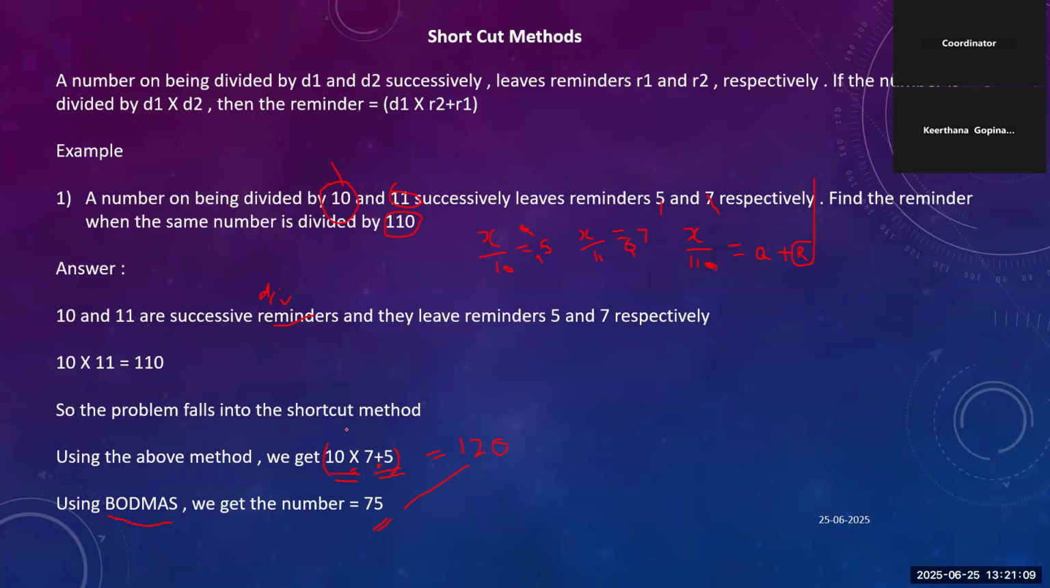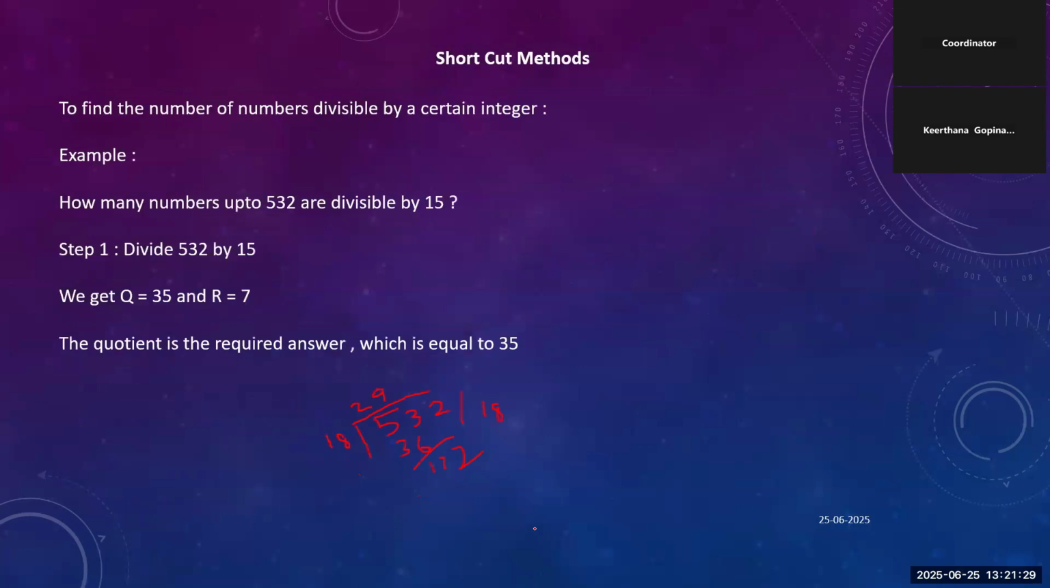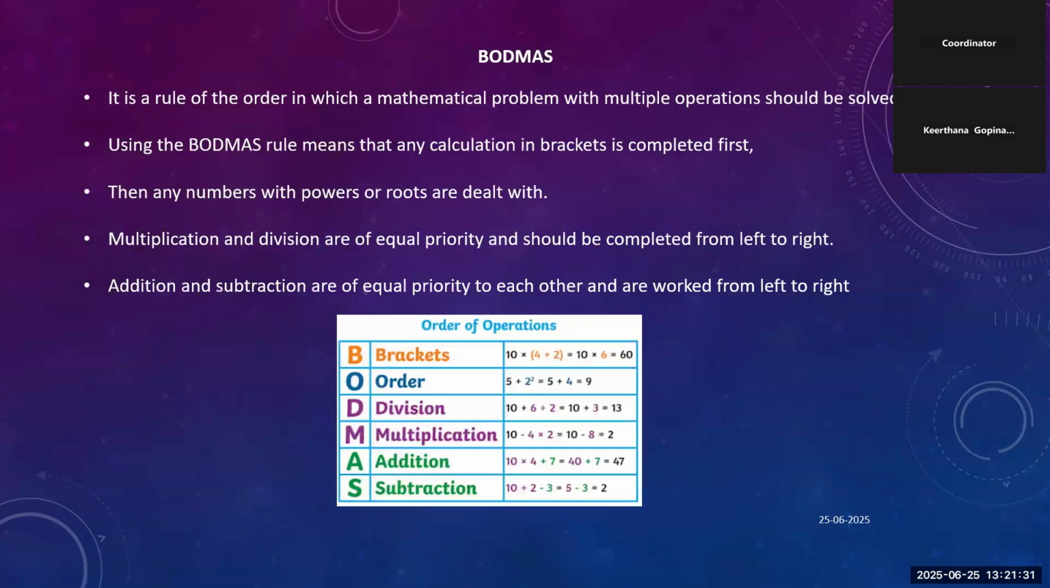In BODMAS, M comes before A. So first you should multiply. So 10 into 7 should be the first operation you do. 10 into 7 gives 70, then add: 70 plus 5 is 75. That is the correct answer. If you don't use BODMAS, you will go wrong. Please note it. It is a very important concept in maths, and you must remember this.